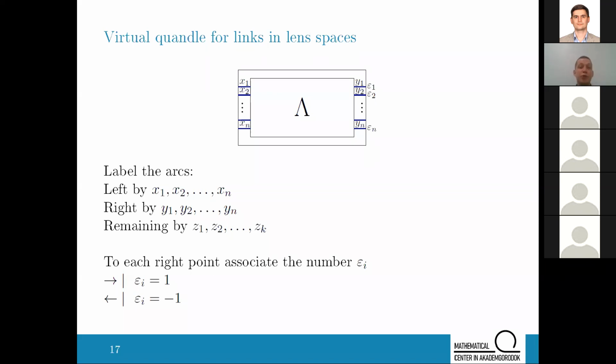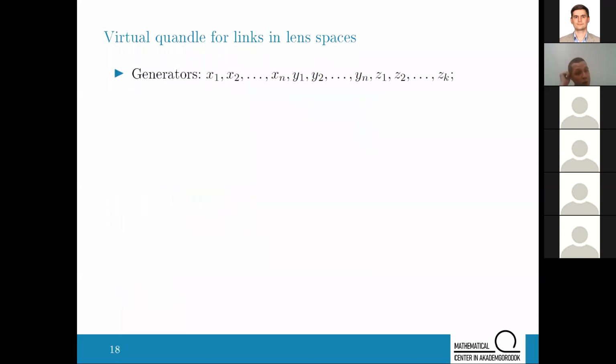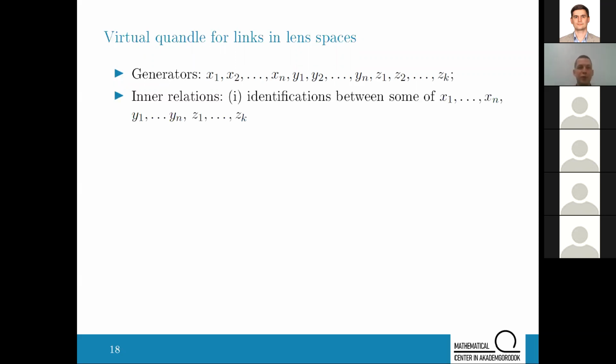And now I will say how to define a virtual quandle by generators and relations. As you understand, generators are labels on the arcs: x1, x2, and so on, xn, y1, y2, and so on, yn, z1, z2, and so on, zk. And relations, there are a lot of relations which are divided into blocks. The first block is so-called inner relations. It includes identifications between some x1, xn, y1, yn, z1, zk, if it's necessary. As I said, some arc can be labeled by two different labels. Just write the equality between them. That is identifications. It's very reasonable. If you label the same arc using two letters, just say that these letters are equivalent.